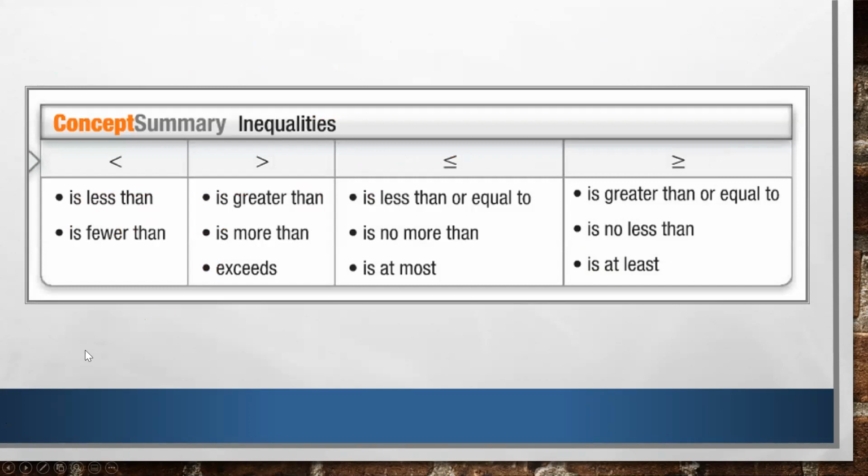All right, and the last section that's going to be on the quiz is about inequalities. Okay, so you have to know what these symbols mean. This is the less than symbol, okay? It can also be read as is fewer than. Greater than is greater than, is more than, exceeds. Less than or equal to is no more than, is at most. You would use this symbol. This symbol is greater than or equal to, is no less than, or is at least, okay?